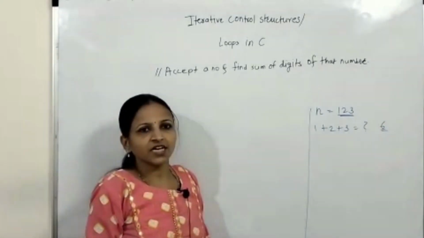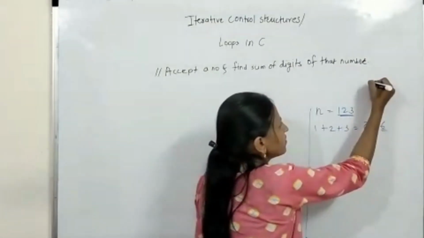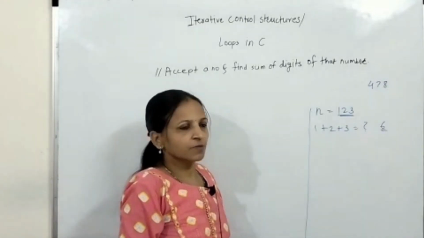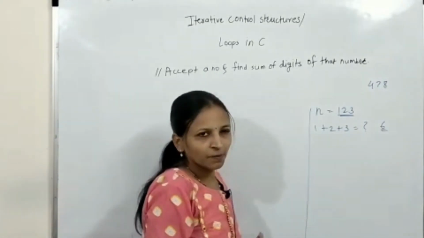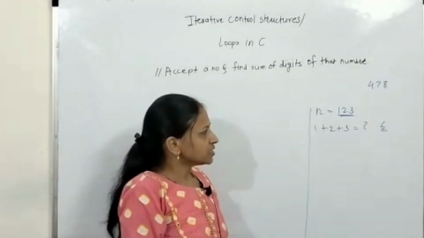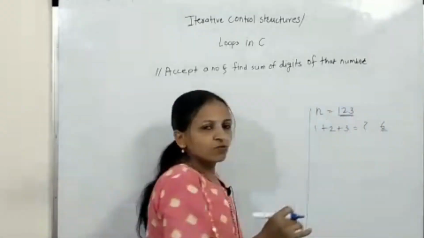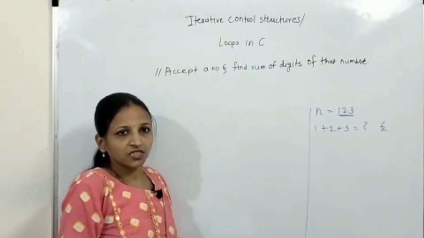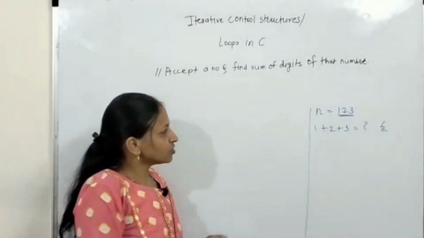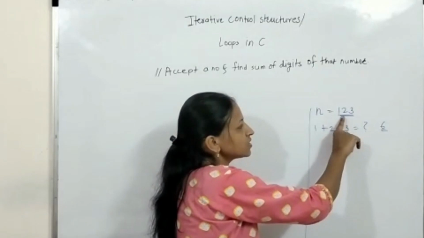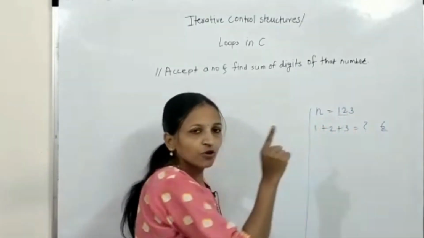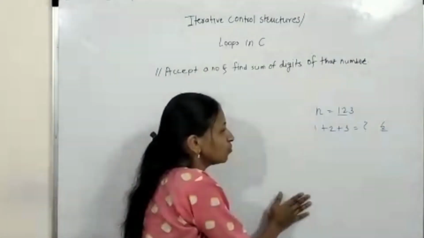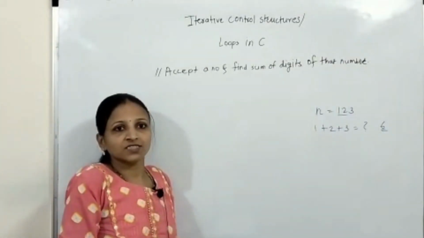Suppose the user enters any other number like 478. Again it should display the sum of 4 plus 7 plus 8. This is the problem that we have to solve. Now how to think? We have already studied the modulus operator, because we have to cut separate digits one by one from this number. We have to separate digits one by one and then only we can add those digits.